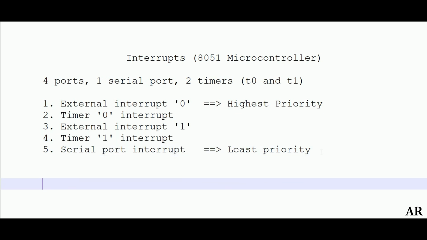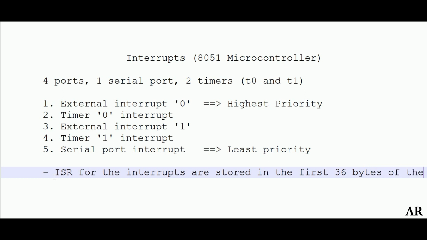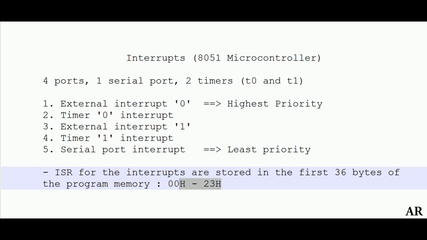The interrupt service routines for all these interrupts are stored in the first 36 bytes of your program memory. So in that case, what is the address? 00H, and it will lead to 23H. So this is the total 36 bytes, because 23 in hexadecimal, if you convert, you will get 35. So 0 to 35 gives you 36 bytes of memory locations. Here the ISR values are stored.